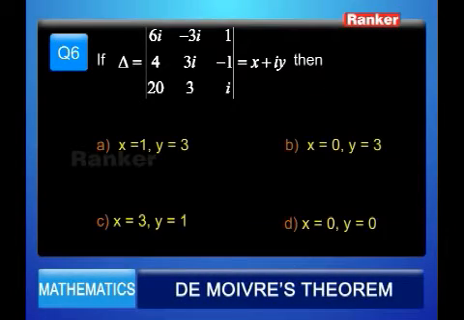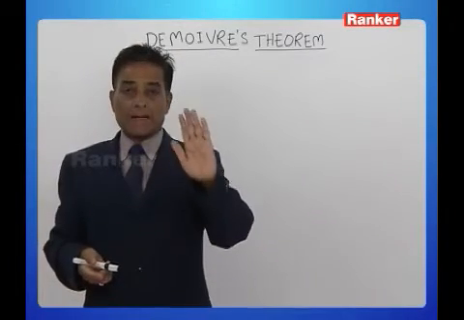Question number 6. If delta is the determinant of 6i, minus 3i, 1, 4, 3i minus 1, 20, 3, and delta is equal to x plus iy, then what is the x value, what is the y value? 4 options are given. First option, x is equal to 1, y is equal to 3. Second, x is equal to 0, y is equal to 3. Third one, x is equal to 3, y is equal to 1. And finally, fourth one, x is equal to 0, y is equal to 0. Let us see what is the right answer and right option.